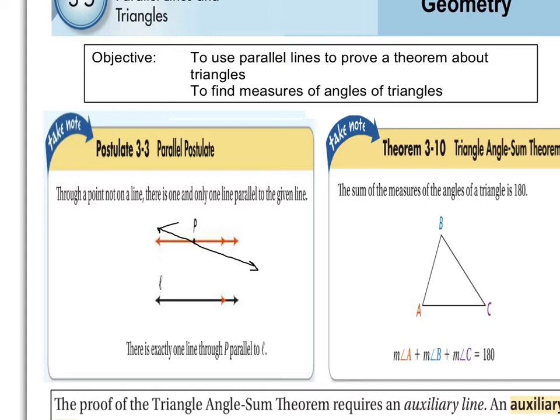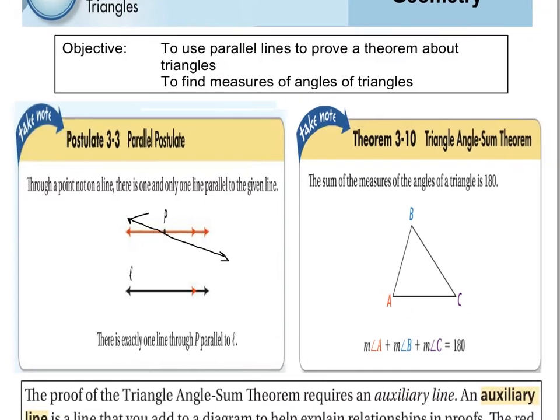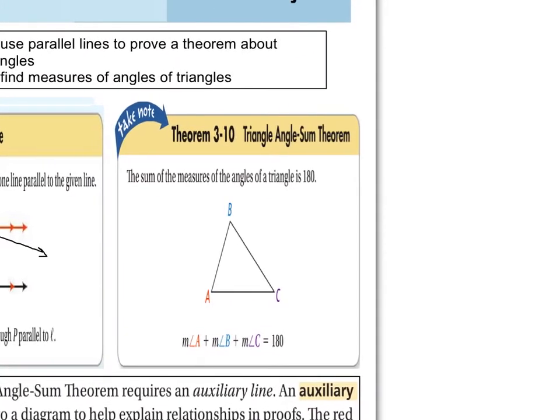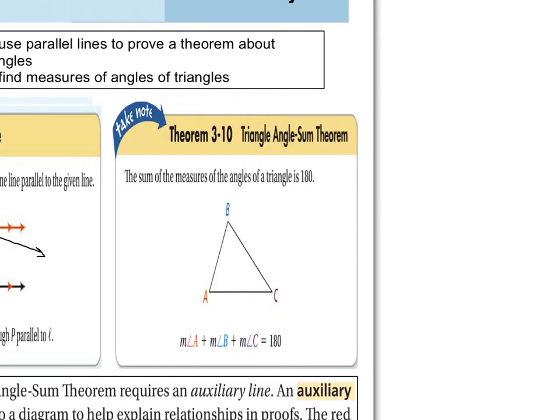Now, the second one that we're going to look at is a very important one that you're going to use a lot and practice a lot, and that's the triangle angle sum theorem. The triangle angle sum theorem states that the sum of the measures of the angles of a triangle is 180 degrees. Sum means to add. So if I add angle A plus angle B and angle C, all three of those angles of a triangle add up to be 180 degrees exactly.